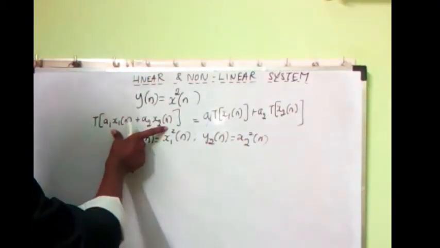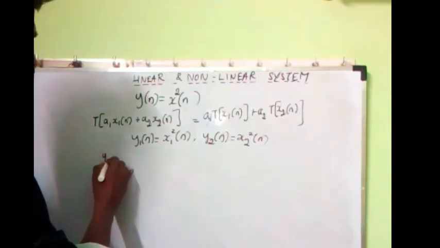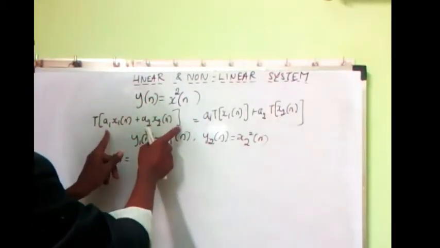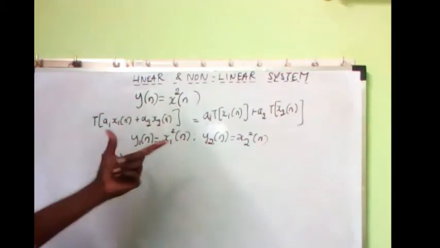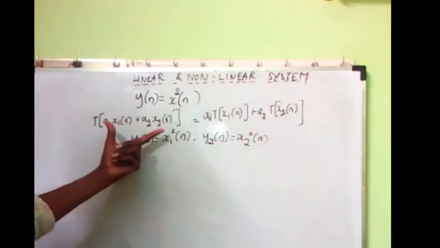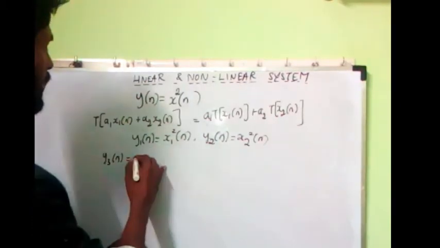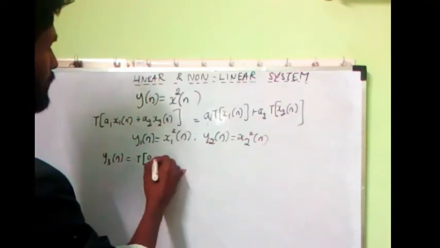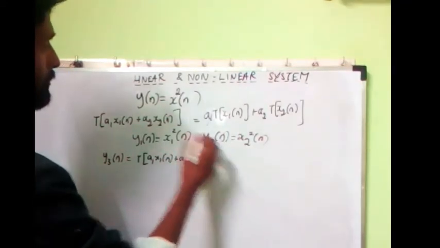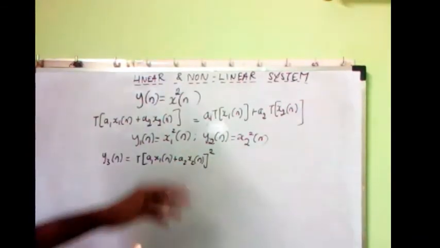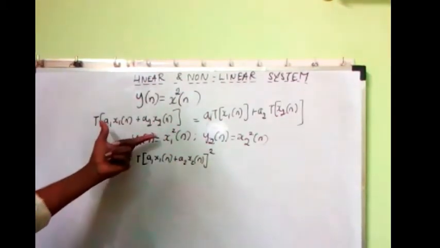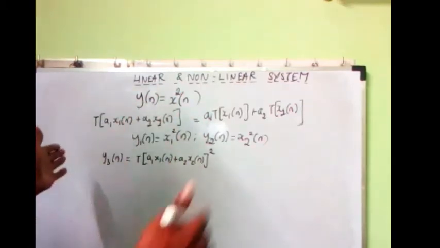So we will take this one in the form of y3 of n. So y3 of n is equal to, look here, this whole thing is the input, is it right? So now I'm going to do the squaring of the whole thing. So this is for the whole function. So I go for the system applied to a1 x1 of n plus a2 x2 of n, the whole square. I hope you can understand. Look here, I want to replace x of n by x square of n, not individually, listen here. This whole thing I have to square.